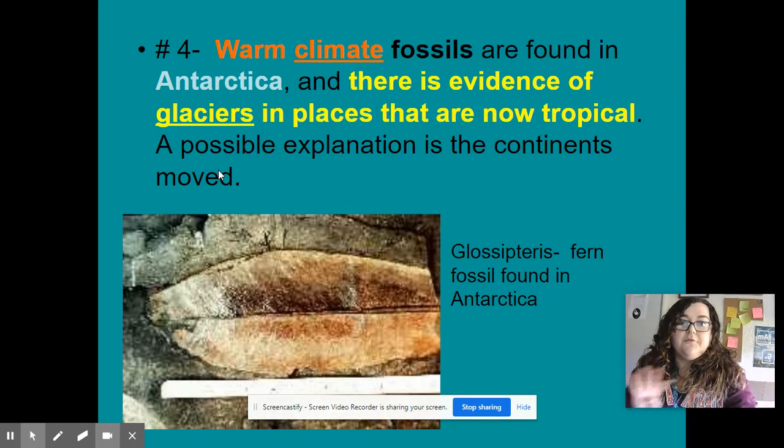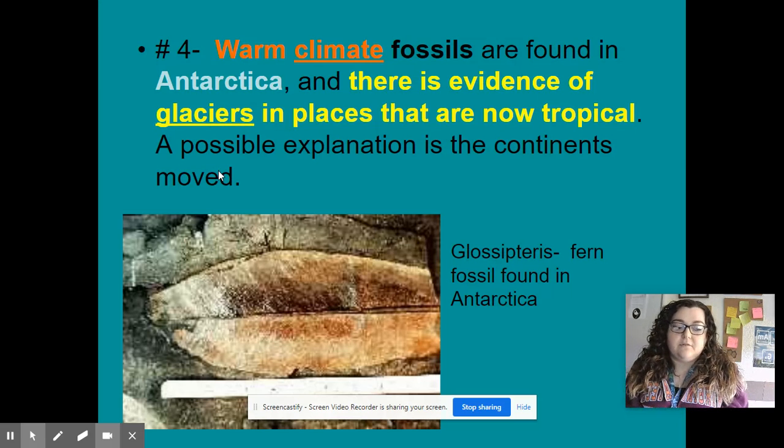And number 4, warm climate fossils are found in Antarctica. We should not be finding fossils of animals that lived in warm climates at one of our poles. So the only thing that made sense to him and other scientists was that at one point this rock, before it was a rock, so this ground, was in a warmer environment to allow these animals to live.